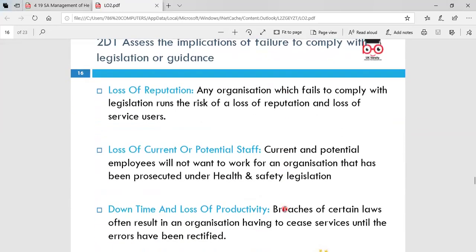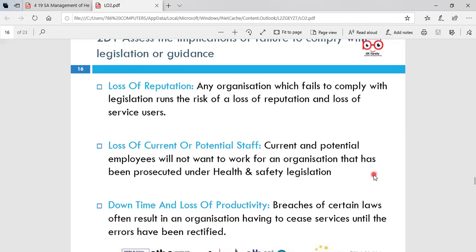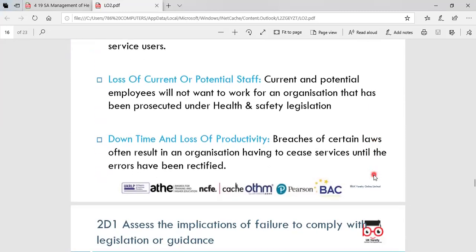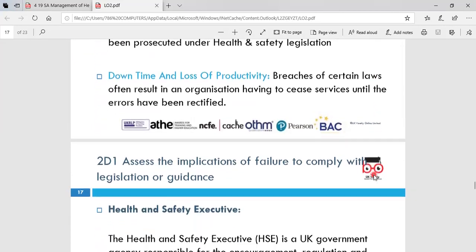Loss of reputation because of this, obviously, once you get it built up again, it's not going to be that easy because people will see your past reputation. Loss of current or potential staff. They would leave, obviously, when they know that this organization has this history of being involved in such cases. They would obviously not want to be part of it. Downtime and loss of productivity. Breaches of certain laws often result in an organization having to cease services until the errors have been rectified.